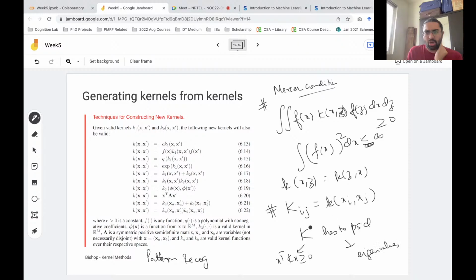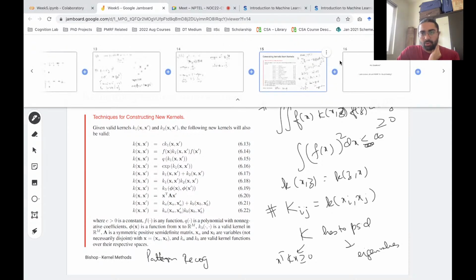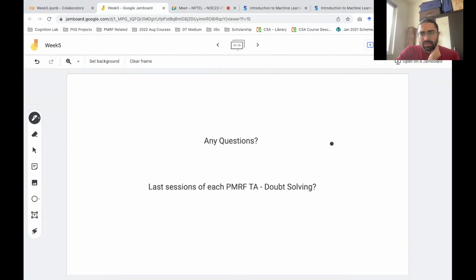We talked a bit about this last session, right? We talked in some detail about what is PSD, what is PD, and how to construct and look at these matrices. Okay, so I think that's what I have planned for today. Any questions? Any more questions for now?